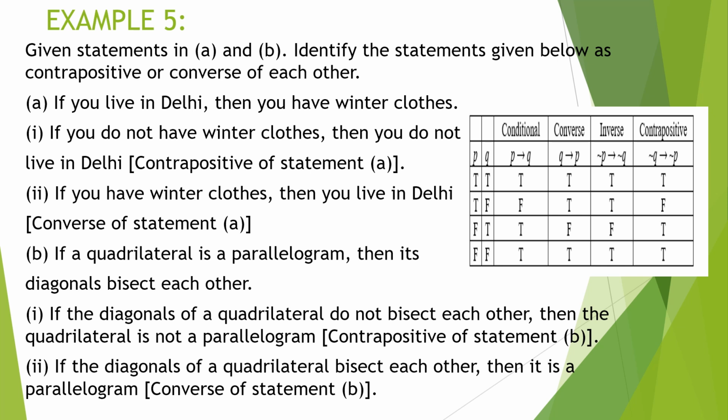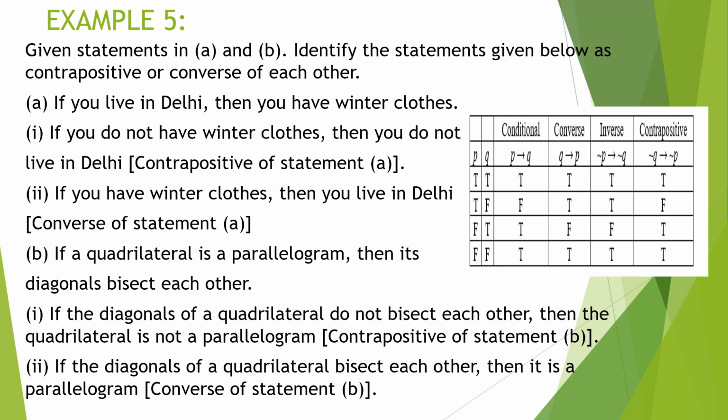For this given statement, let P be quadrilateral is a parallelogram, Q be diagonals bisect each other. So it is of the kind if P then Q. First related statement which is given is, if the diagonals of a quadrilateral do not bisect each other, then the quadrilateral is not a parallelogram. So it is of the kind if negation of Q, then negation of P. So what is it? It is the contrapositive of the given statement.